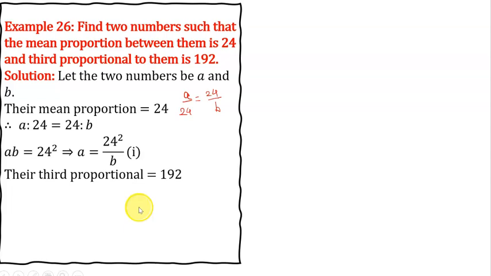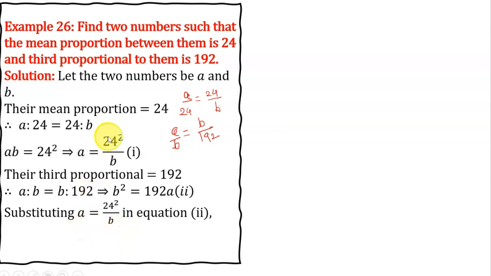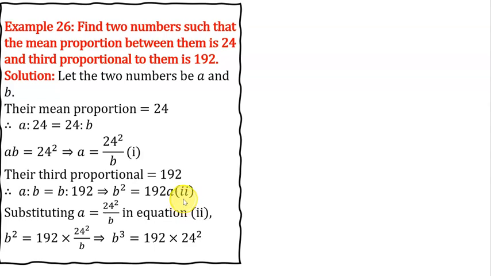Their third proportion is 192. Means a is to b equals b is to 192. That is a upon b is equal to b upon 192. Again by cross multiplication you will get b square is equal to 192 into a, and this is the second one. Substituting the value of a equals 24 square upon b in equation number 2, you will get b square is equal to 192 into 24 square upon b.